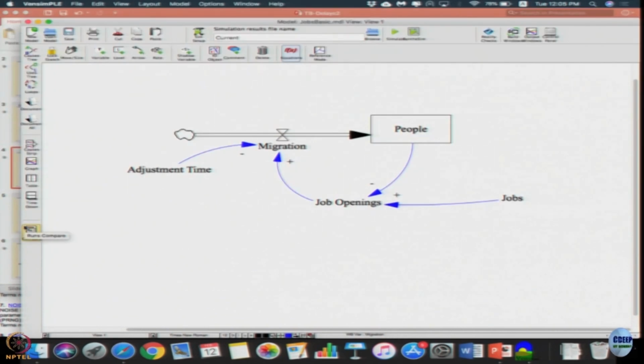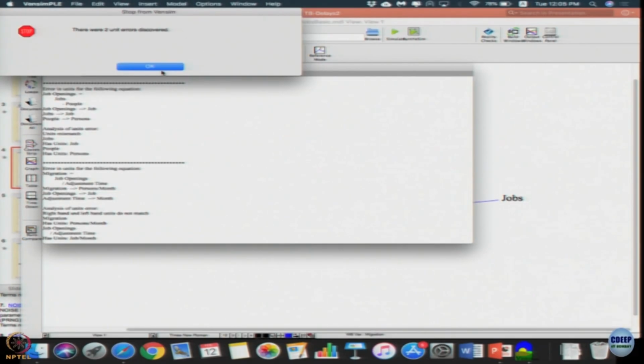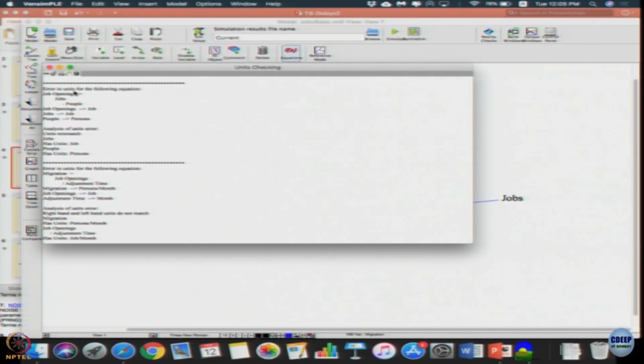Very simple model. The way it is structured is exactly the same as the previous two examples, the one we drew on the paper and the one we just saw. It's exactly the same format. But to check the units, if we do model units check, it will say there are two unit errors discovered. The first is an error in units for the job openings equation. The other is an error in units for the migration equation. Because job openings had job minus people, that means job unit and person unit are subtracted, and the final unit you have set as jobs, it says it does not match.